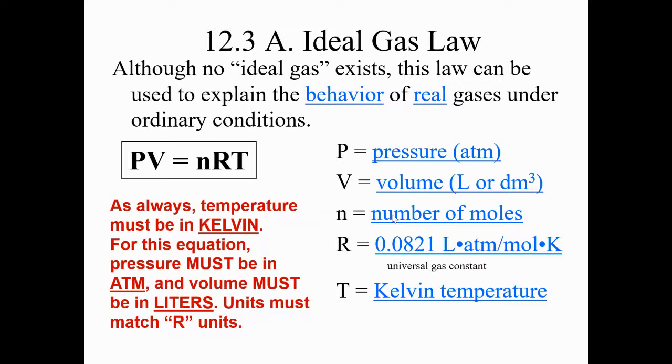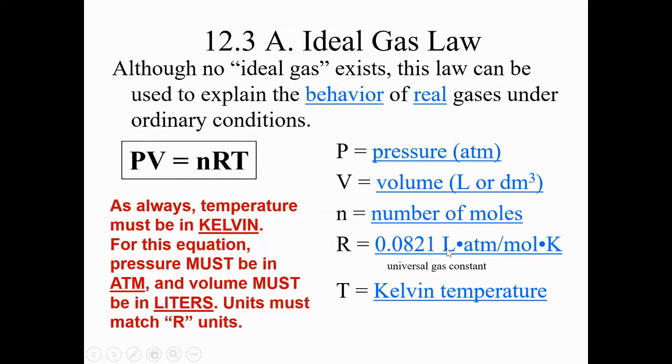And this is just looking at one set of conditions, and the R is what we call a constant that allows us to relate these four different conditions. As always in this chapter, temperature must be entered in Kelvin, and for this equation only, pressure must be in atmospheres and volume must be in liters. We've given you the R value that is good for the units being liters, atmospheres, moles, K.